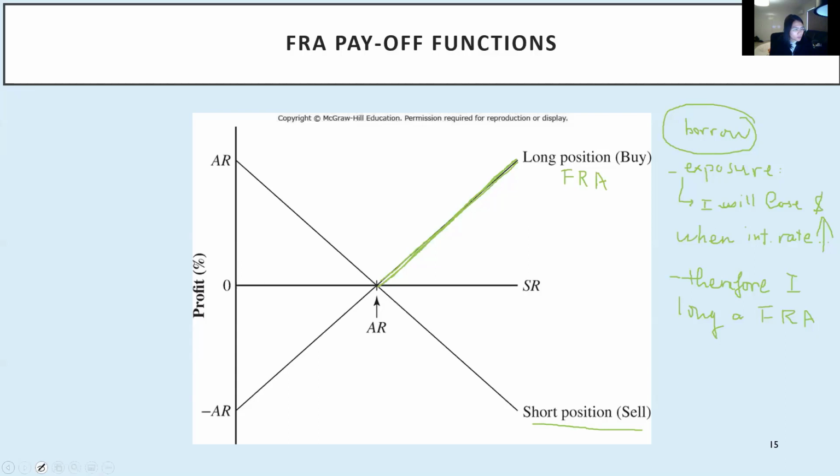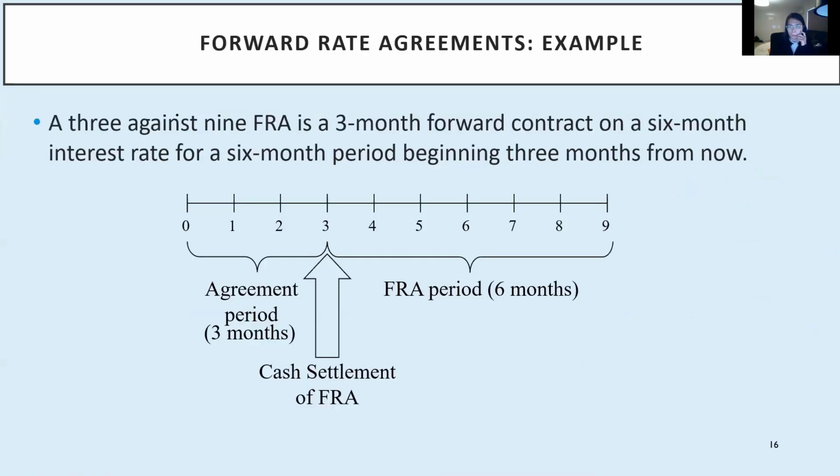Okay, let's move on. All right, so let's look at one example of how a FRA or forward rate agreement works. Now, suppose I have a 3 against 9 FRA. Right, so here I've got the 3 versus 9.